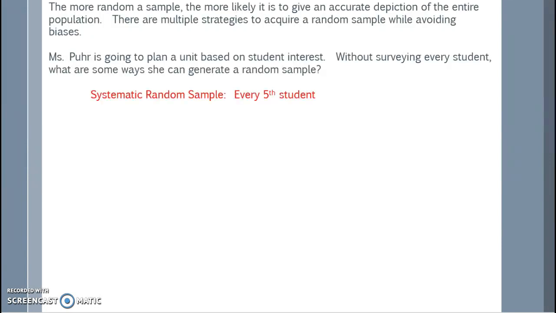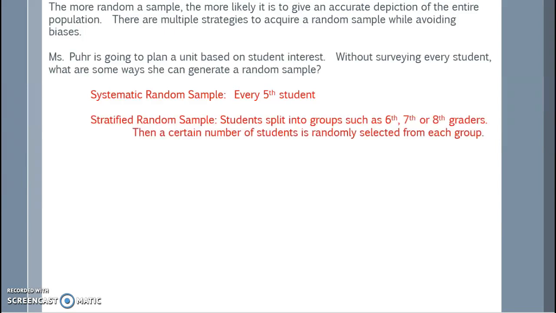One way would be called a systematic random sample, such as every 5th student, or every 3rd student, or every 10th student. We could also do a stratified random sample, such as splitting students into groups, such as 6th, 7th, or 8th graders, boys and girls. You could split them up by their heights or their shoe size as an example. Then a certain number of students is randomly selected from each of those stratified groups.